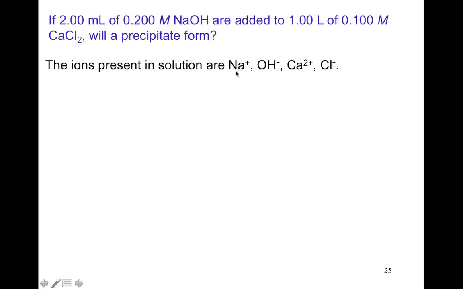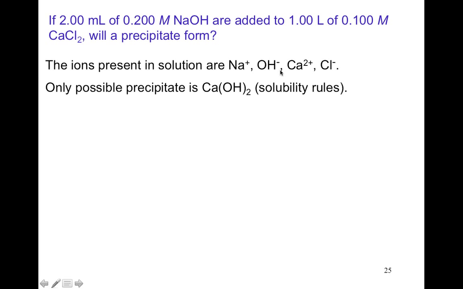Now you might remember from, I don't even know what chapter, forever ago, page 177 or something like that, that sodium chloride is a pretty soluble salt. So sodium chloride being very soluble is probably not going to form its precipitate. It'll stay dissolved in solution. Calcium hydroxide, I think, is slightly soluble, so this is going to be the one we're going to focus on. So the only possible precipitate is calcium hydroxide for the reason I just explained about sodium chloride being very soluble.